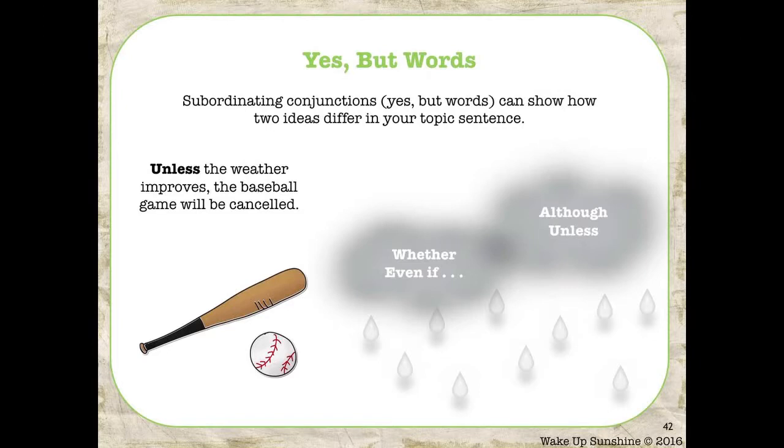So the independent clause is "the baseball game will be canceled." That could be left alone on its own and it would be just fine. However, by using the subordinating conjunction here and the "yes, but" words, you have what I think is a more interesting topic sentence.